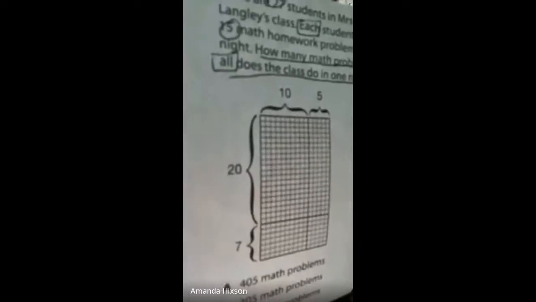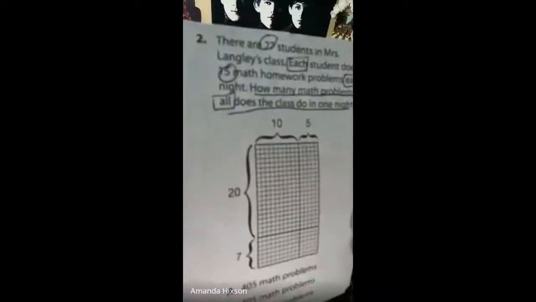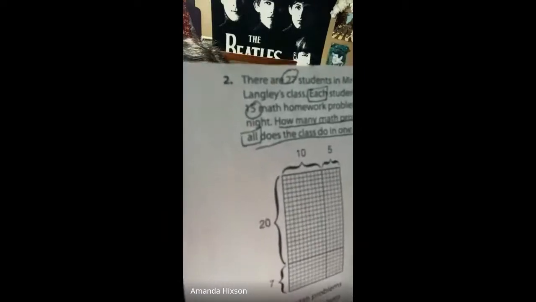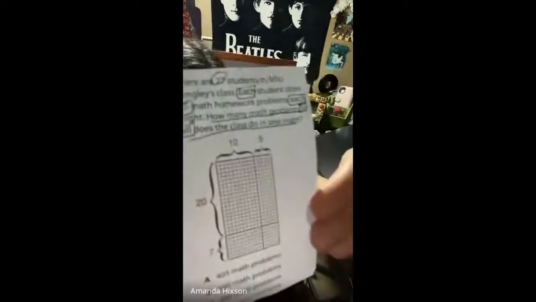When it says in all, it's usually going to be addition or multiplication, because that means the answer is bigger than the numbers. And to get a bigger number, you add or multiply. To get a smaller number, you subtract or divide. And since it used the word each, that gives you a clue between addition and multiplication that it's going to be multiplication.